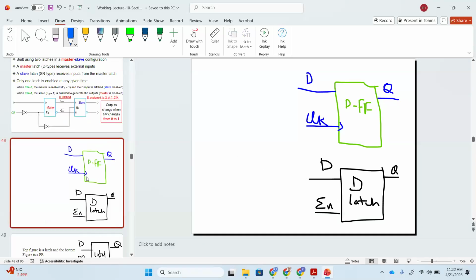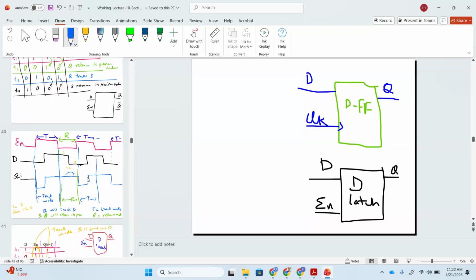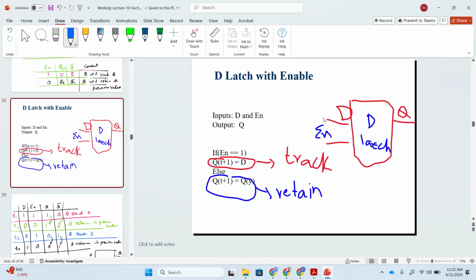Okay. So we now covered D latch. Remember, this is my D latch here.